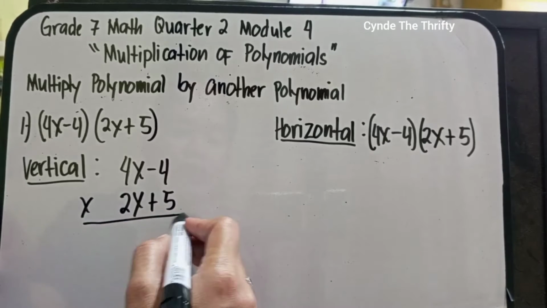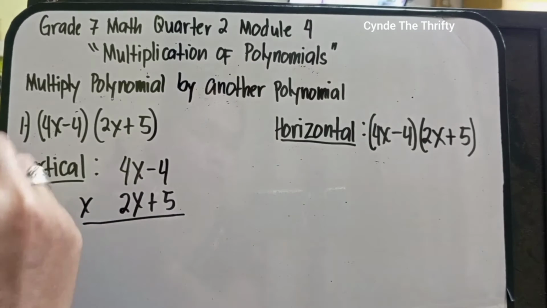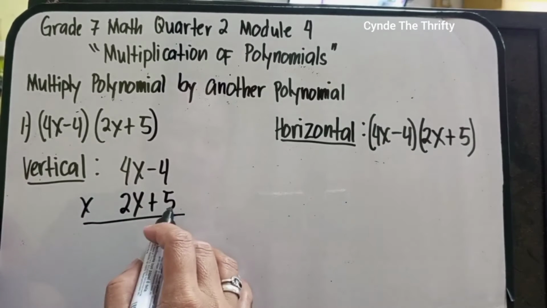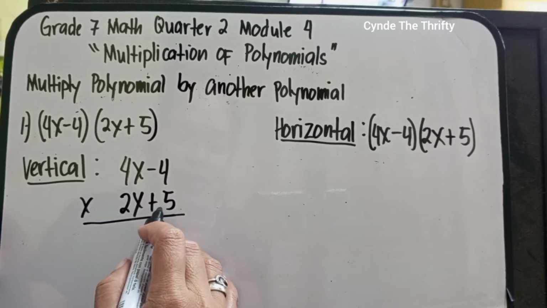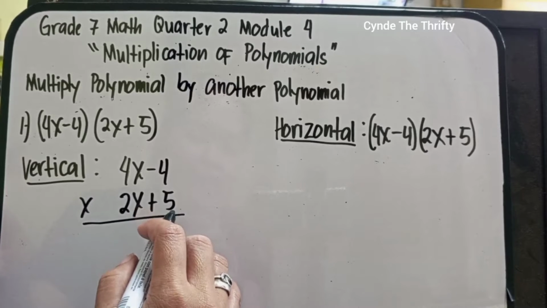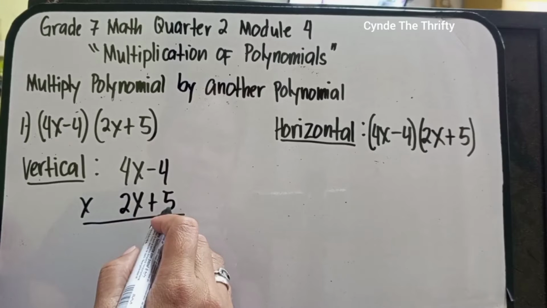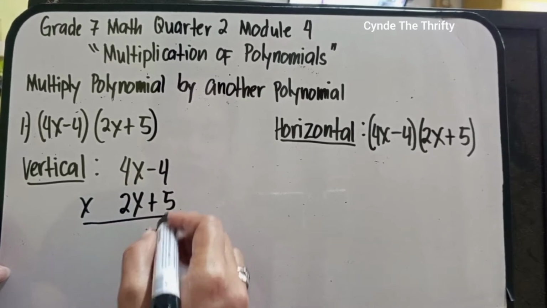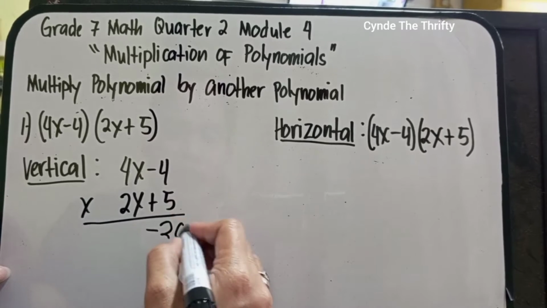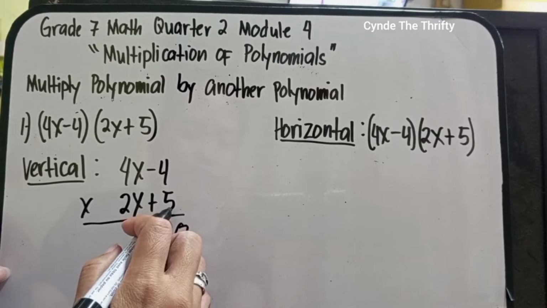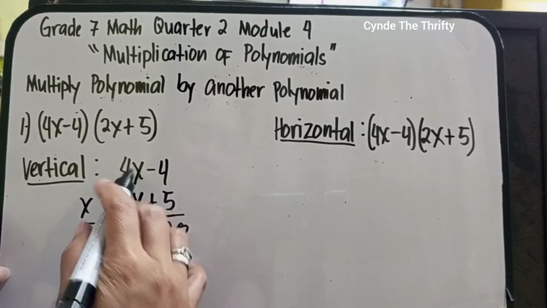Kapag nag-multiply tayo ng polynomial by a polynomial, parang nag-multiply lang tayo ng mga normal numbers. So, 5 times 4 or positive. Ang tatandaan natin, wag nating kalilimutan ang sign ng mga term. So, positive 5 times negative 4. So, positive and negative is equal to negative. 5 times 4 is equal to 20. And then, positive 5 times positive 4x. So, 4 times 5 is equal to 20x.